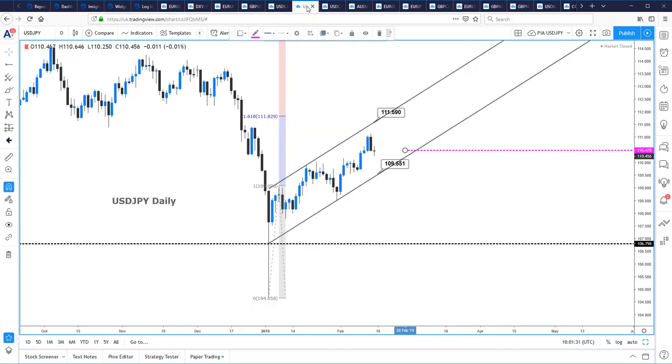Dollar yen, we're still grinding higher in this channel formation. We did see a strong flip to the downside on Thursday after a lot weaker than expected retail sales from the US, but then we've seen little in the way of follow-through selling for dollar yen. The immediate bias is to the downside, but only if 110.47 holds on Monday.